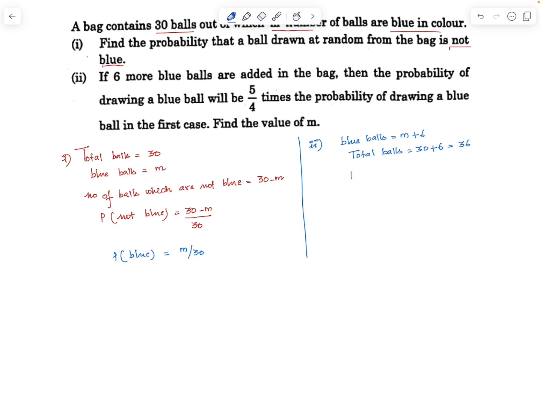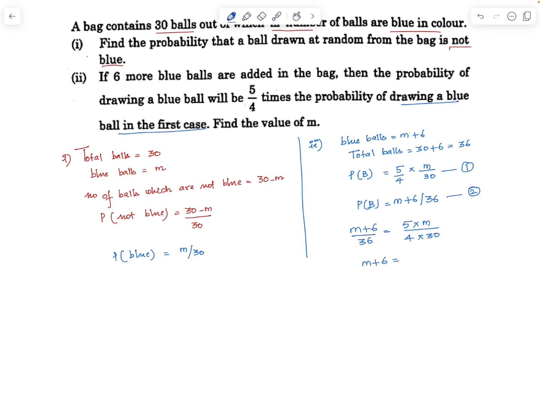The probability of drawing a blue ball is 5 by 4 times the probability of drawing a blue ball in the first case, which is m upon 30. According to the new count, probability of getting a blue ball is (m plus 6) upon 36. So these two expressions can be compared. (m plus 6) upon 36 is equal to 5 times m upon 4 times 30.